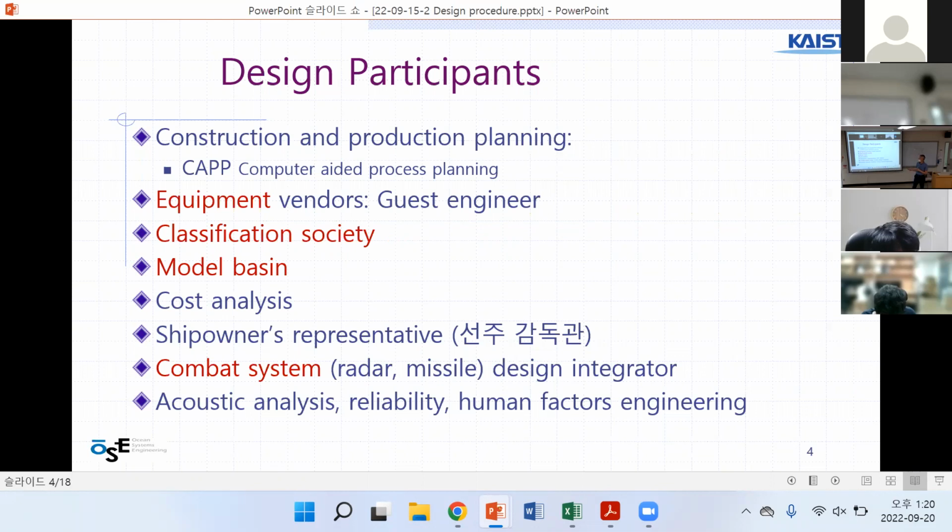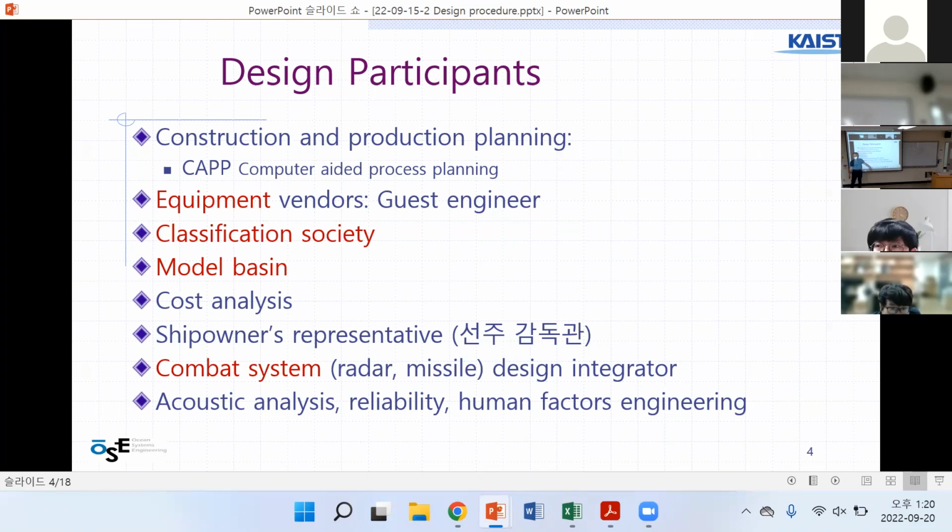And again, equipment vendors. The door handle. Or for the ship, you need to buy steel plate, you need to buy welding, and also we need to buy engine, boiler, radar, propeller, many things. Right? That is all provided by equipment vendors.